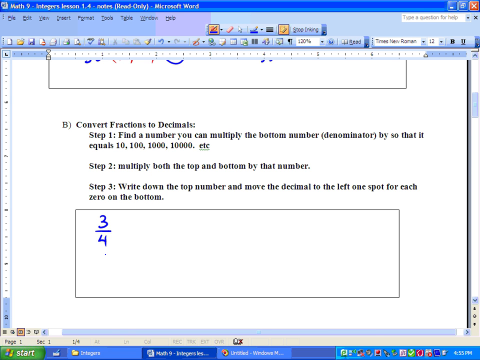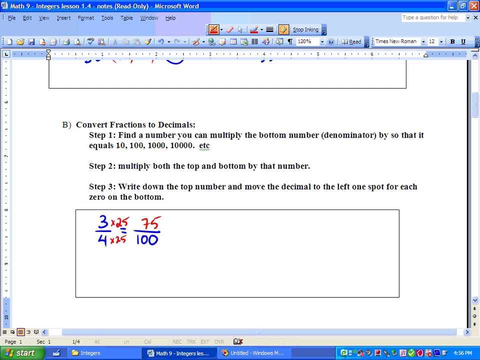Well, simple. Let's make the bottom equal to 100. And we're going to find out what number goes on top. Well, what times 4 equals 100? It turns out that 25 does. 4 times 25 is 100. Whatever we do to the bottom, we have to do to the top. So 3 times 25 is 75. And we get 75 over 100.